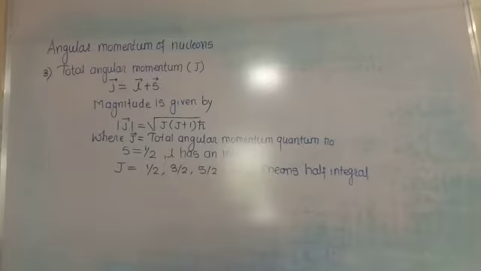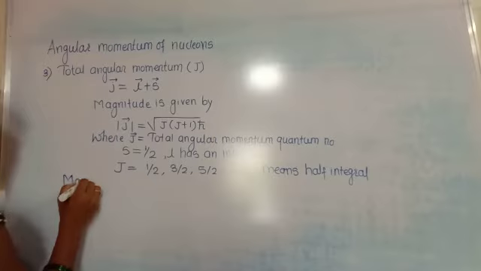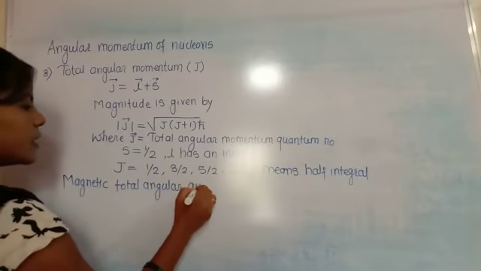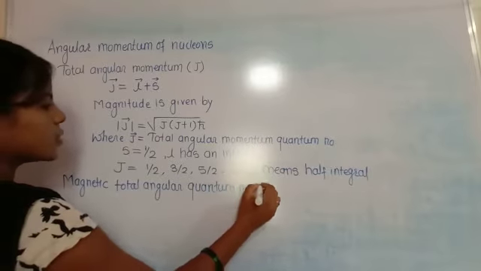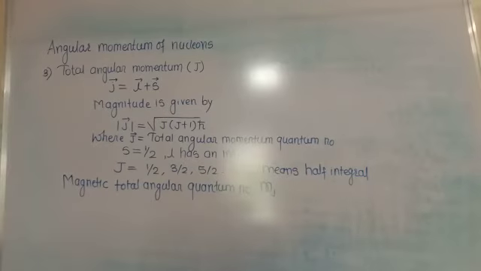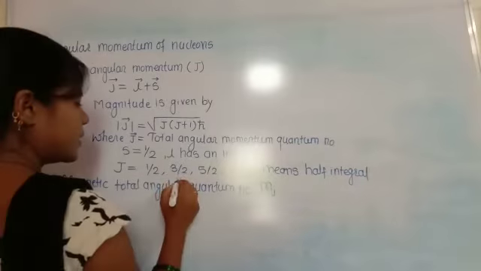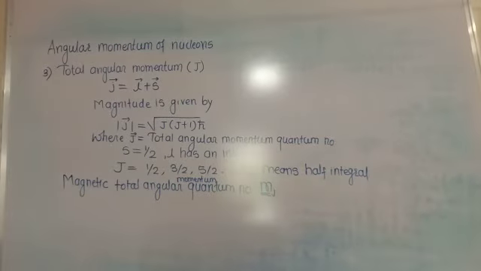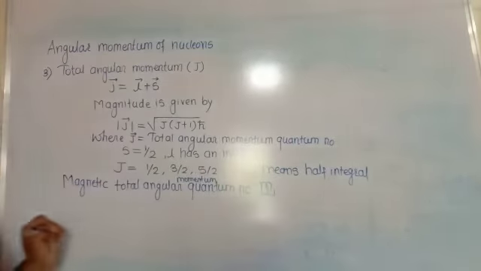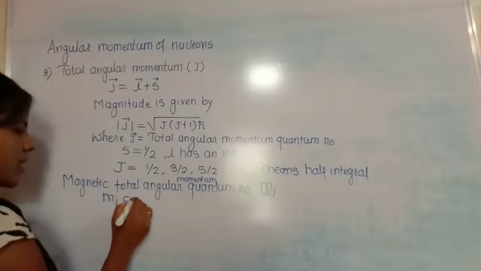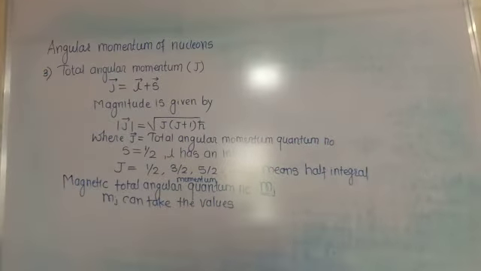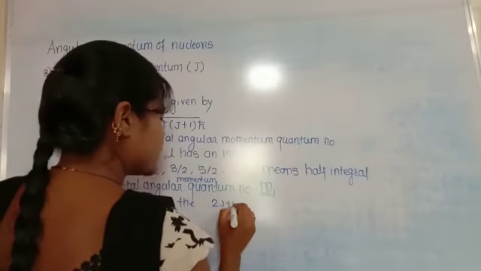Then the magnetic total angular momentum quantum number, denoted by m and suffix j, is the component of J in the specified quantization direction, that of the applied magnetic field, usually taken as the Z axis. So mj can take twice j plus 1 values.